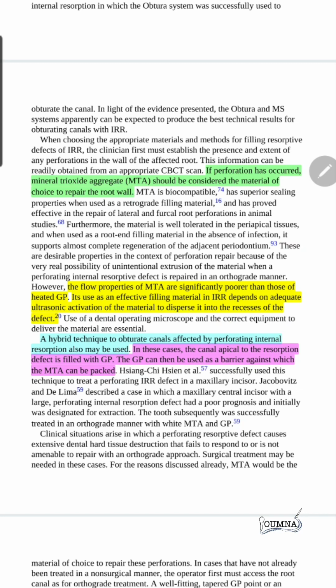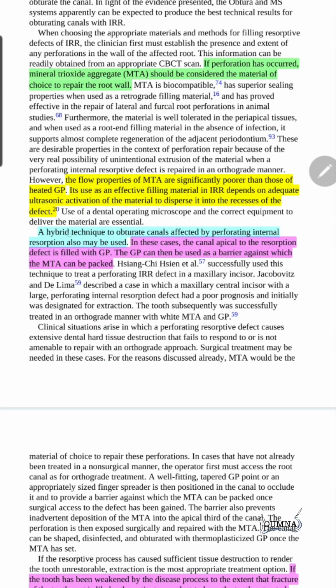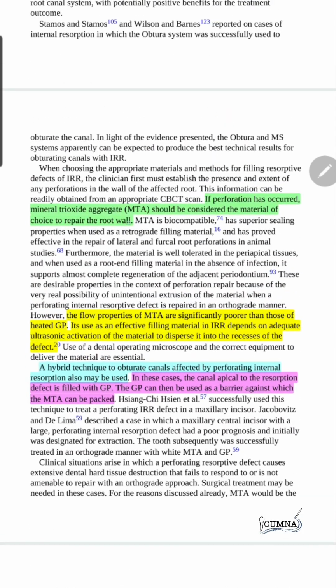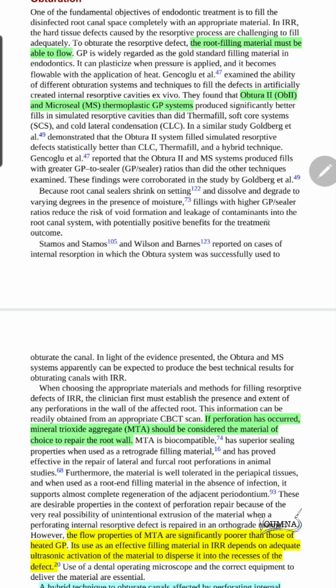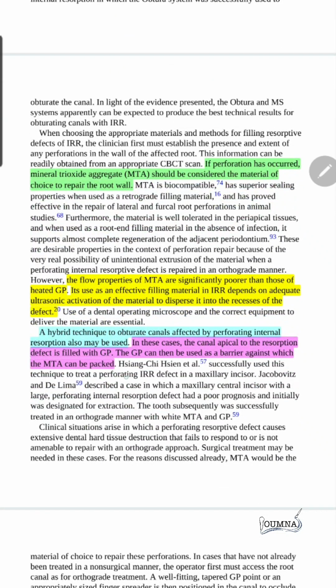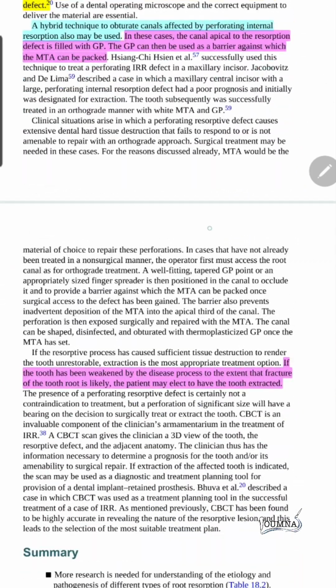If we had a perforation, we can use MTA to fill the canal, all of the canal, or we can use what is called a hybrid technique, when we use both, that we fill the space under the resorption with the gutta-percha. Then we close the perforation with MTA and continue filling the canal with warm gutta-percha material.